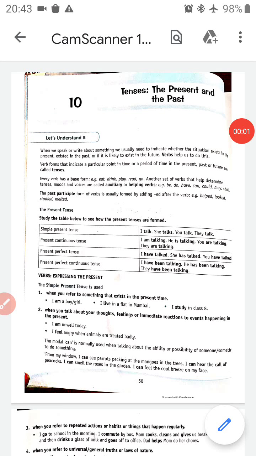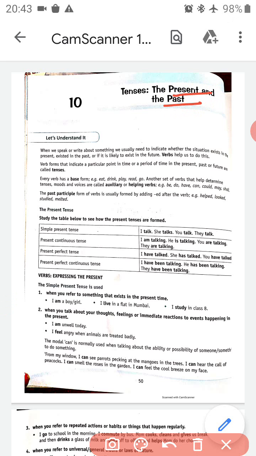Good morning, dear students. Today we are going to study the 10th chapter of our English grammar books, the present and the past tense. So we know there are three types of tenses: the present tense, past tense, and future tense. Today we are going to study about present tense and past tense.